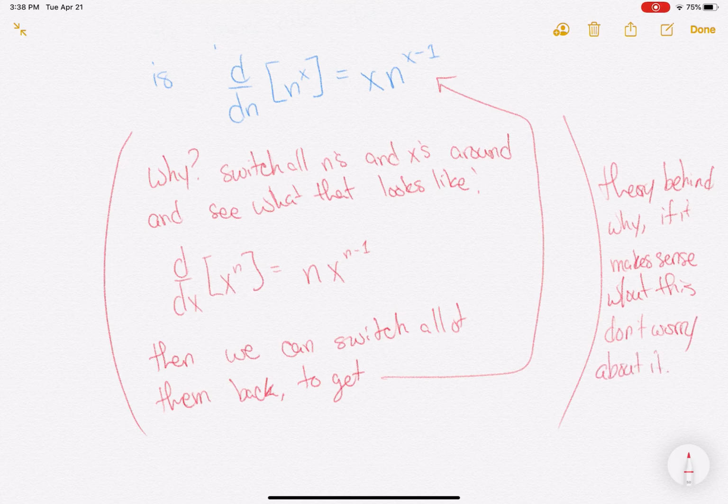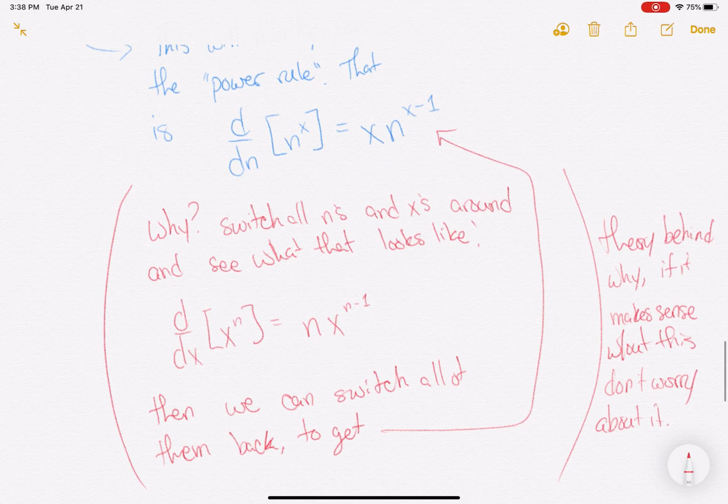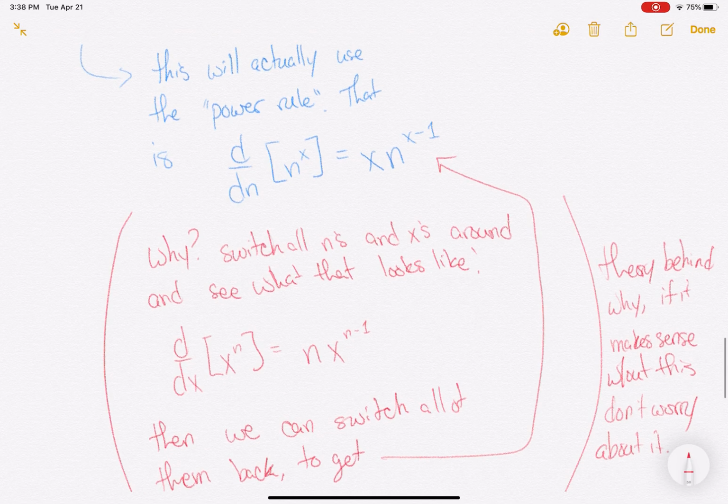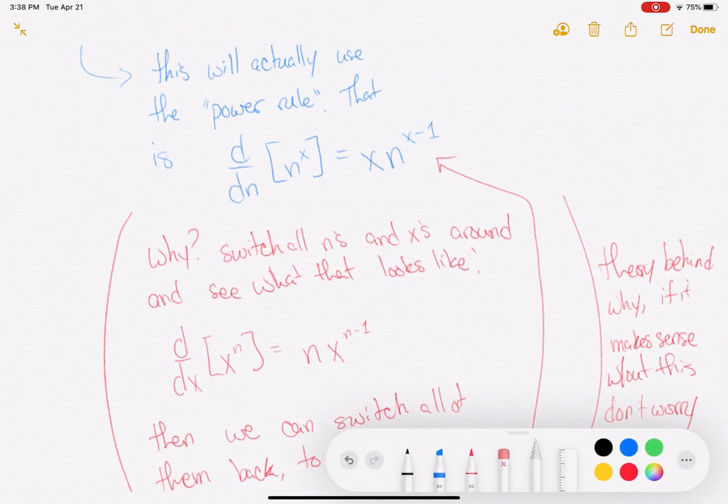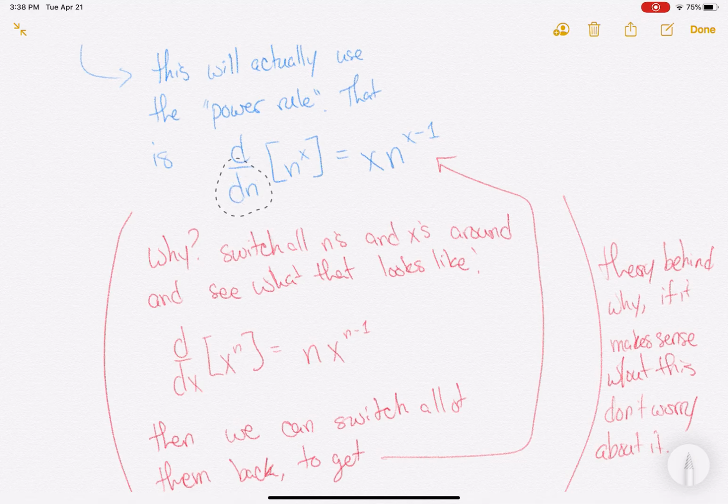What I'm trying to say is that n's and x's are completely arbitrary. They can end up wherever we want. What the power rule cares about is that the letter in the bottom there and the letter in the base of the exponent here, the base there and the denominator there, are the same letter. That's what the power rule cares about, and then it just takes whatever is in the exponent and moves it up.